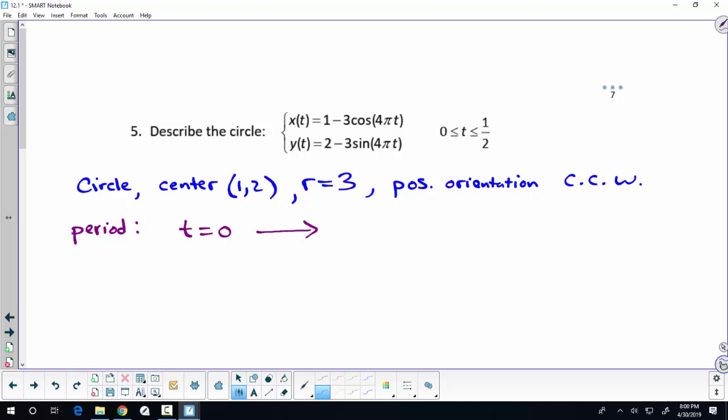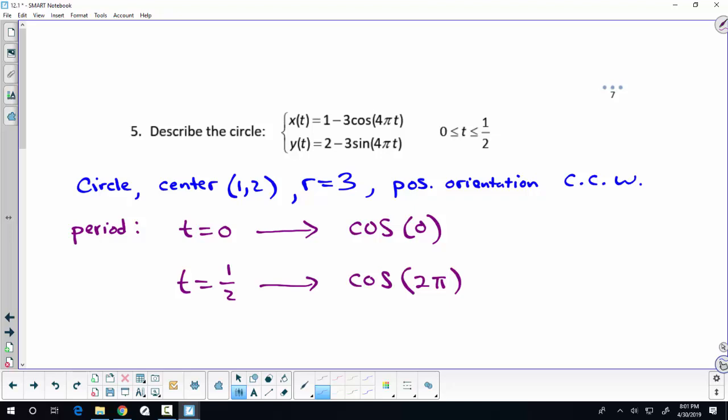When t is equal to 0, I'm just going to look at this part, cosine of 0. And then when t is equal to 1/2, the x part, again, is cosine of 4 pi over 2. So as t varies from 0 to 1/2, the argument of sine and cosine ranges from 0 to 2 pi. So you get 1 full circle. Is that okay to think of it that way?